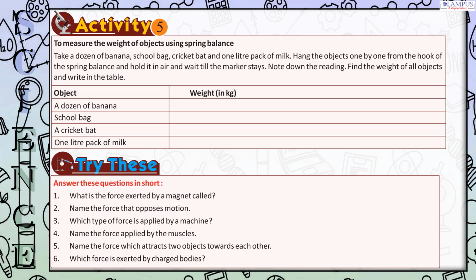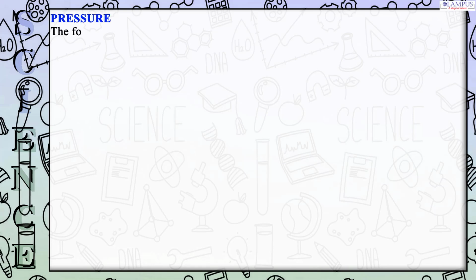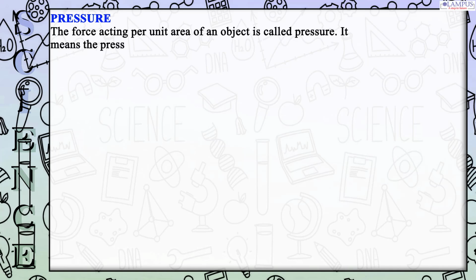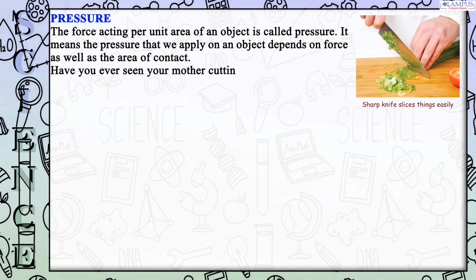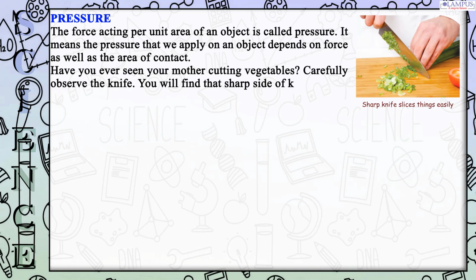Have you ever seen your mother cutting vegetables? Carefully observe the knife. You will find that the sharp side of the knife is used to cut vegetables. If you try to cut them from the blunt side, you have to press harder in comparison to the sharp side of the knife. Now try to press the blunt side of a pin from your thumb.